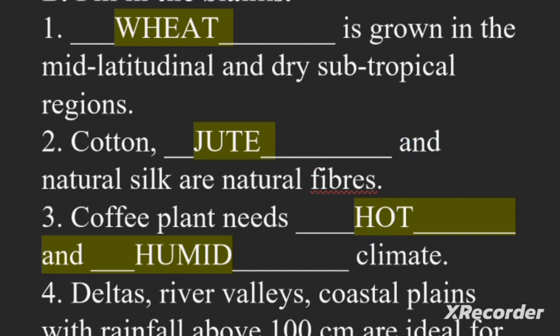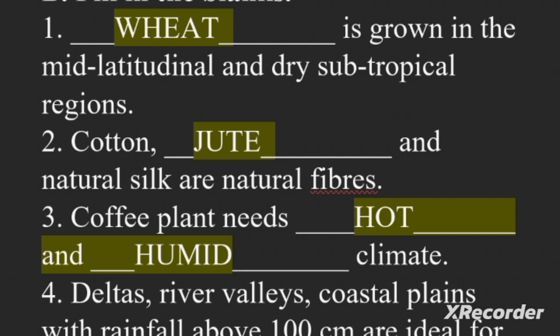The coffee plant needs a hot and humid climate. Deltas, river valleys, and coastal plains with rainfall above 100 centimeters are ideal for the cultivation of rice. When animals are reared along with the cultivation of land, it is known as mixed farming.